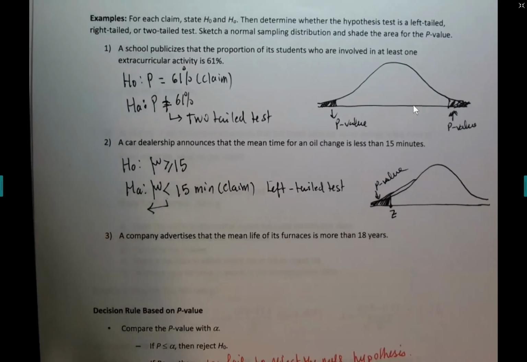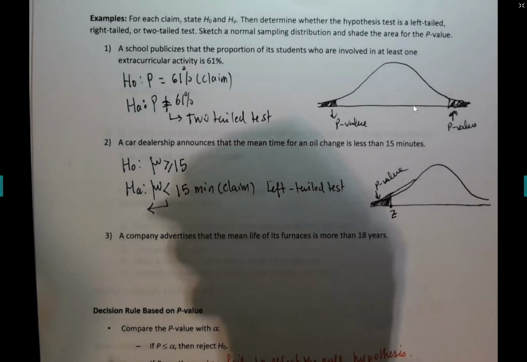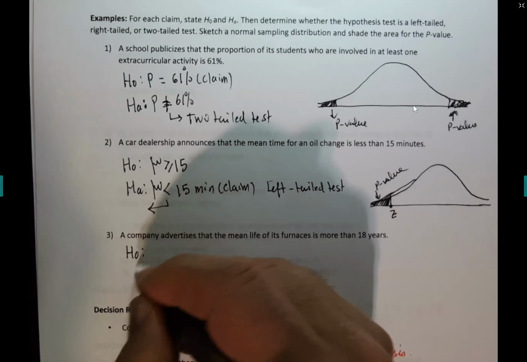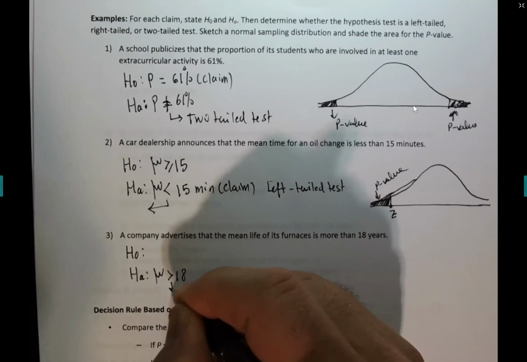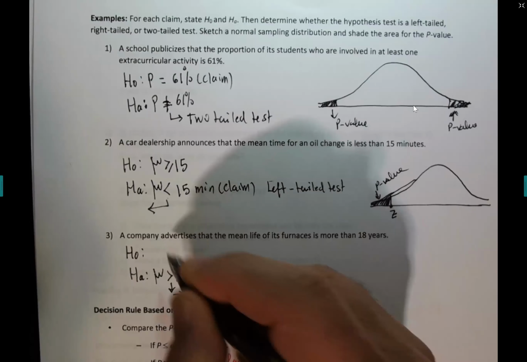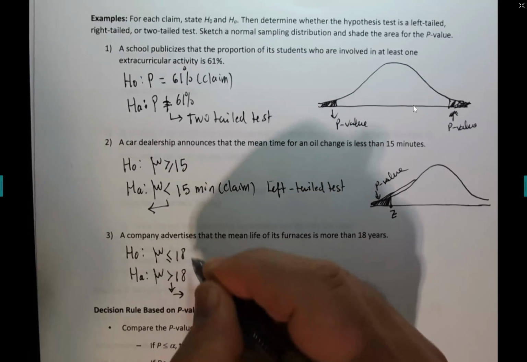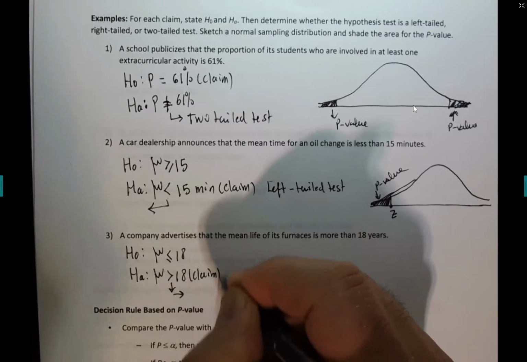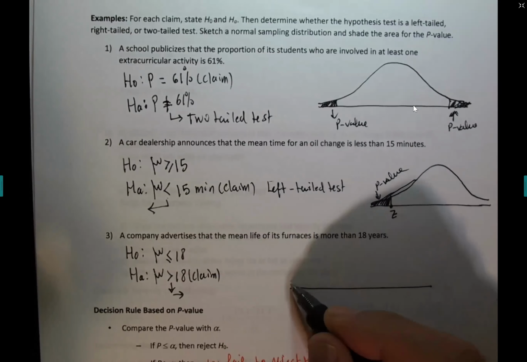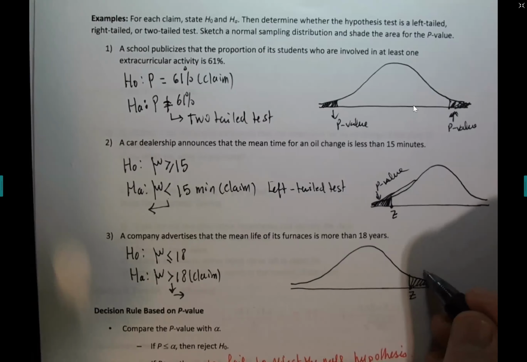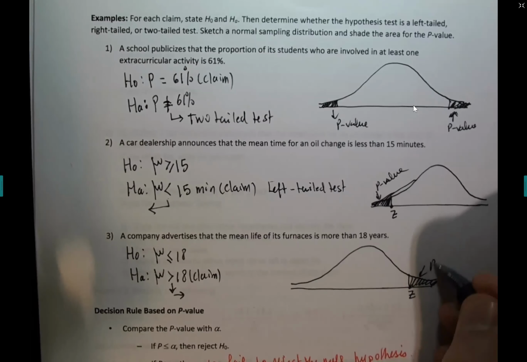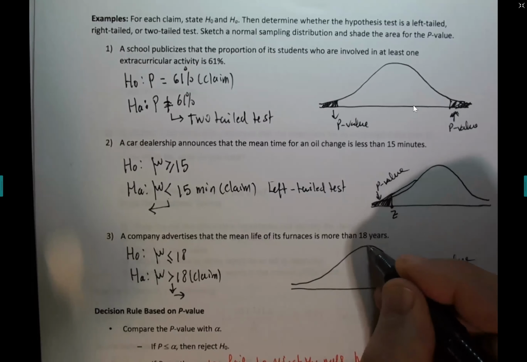All right, let's do the third one. A company advertised that the mean life of its furnaces is more than 18 years. More than, guys, means area to the right. So, to the right. And this is less than or equal to 18, and the claim is the other one. And if you want to have a visual of the p-value, here is the p-value, watch. That's the test statistic z, and it's an area to the right. That's the p-value. That's always a 0 here.